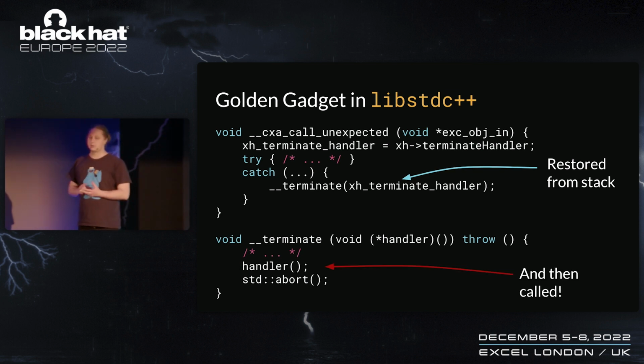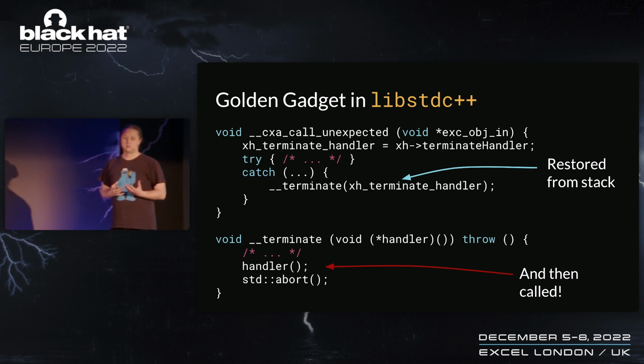And the other important thing about this is it's a catch-all block. So this means it matches all exception types. That's what the 3 little dots in that catch says. So this is a universal gadget. That's why we call it the golden gadget. Because if you can go on there, GG.